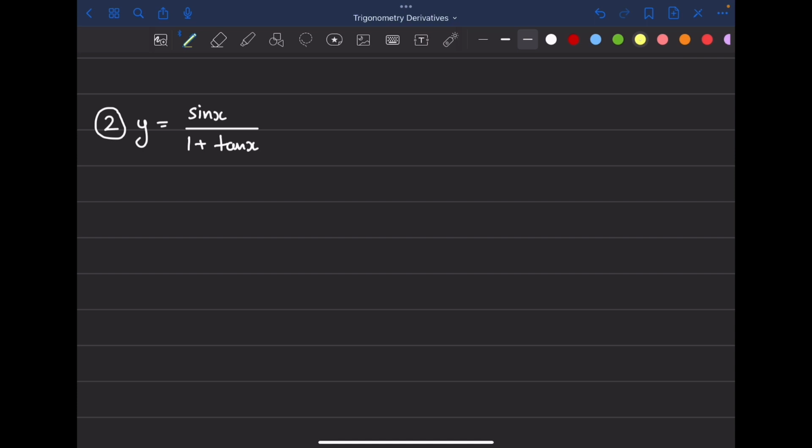Okay, question number 2, here we have that y is equal to sine x over 1 plus tan x. For this question, we have a fraction once again, so we know we would need to use the quotient rule. Okay, so how do you do that? First, I'm going to write dy over dx. What that means is that if you have the function y, dy over dx is the derivative of y. So I'm going to write that derivative of y with respect to x, which is what we're trying to find, the derivative of this function.